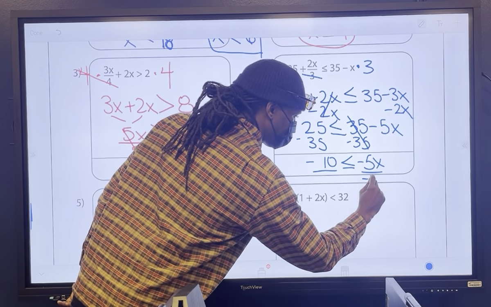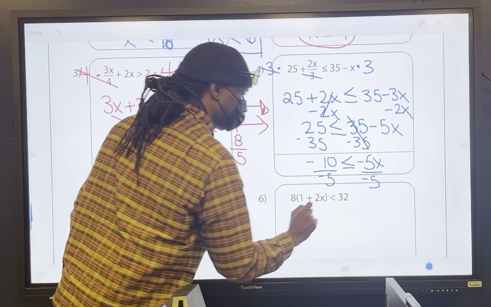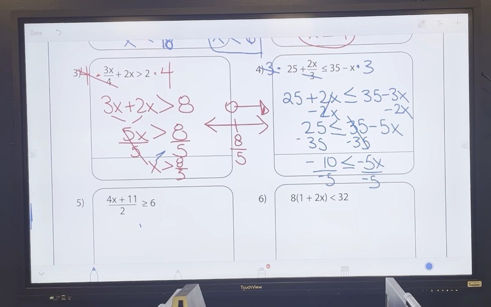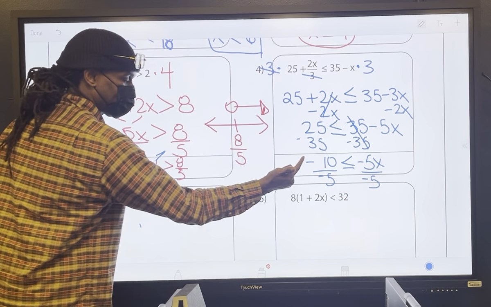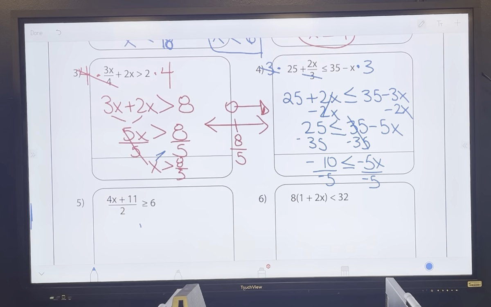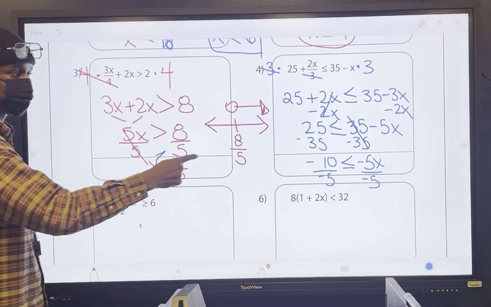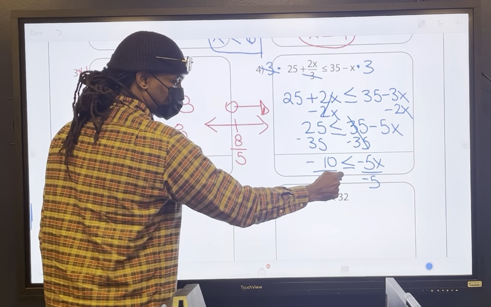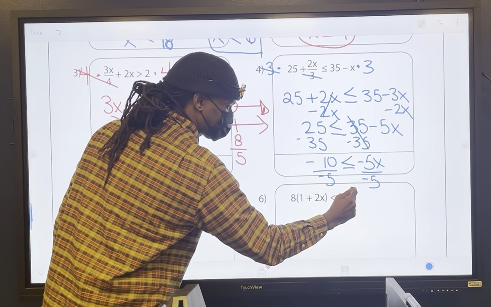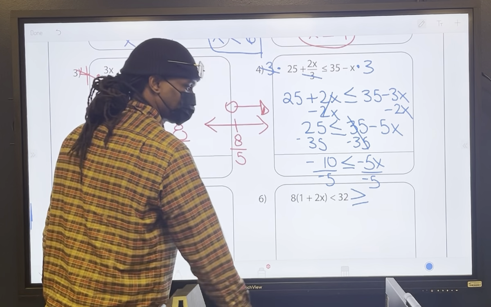I think if somebody checked their notes, because I could have sworn we had a rule about the sign. Remember the notes? It said, anytime you multiply or divide by a negative, what happens to the sign? You have to change the sign. Whenever we multiply or divide by a negative, the sign is going to change directions.